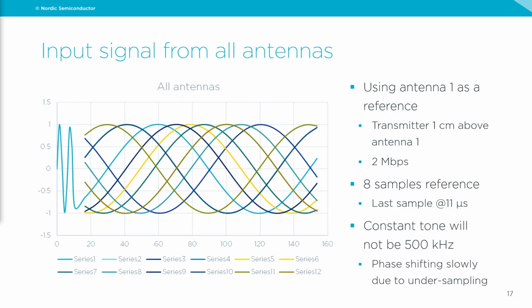So it's not a PLL of a crystal or anything. So it will be about 500 kilohertz. It's not going to be exactly 500 kilohertz. It will be very stable, which is necessary to be able to use it for the direction finding, but it will vary a bit.